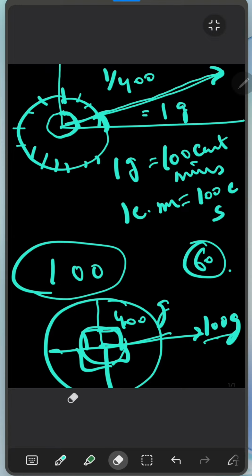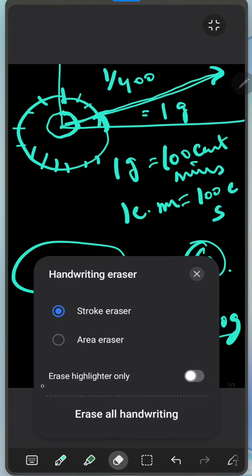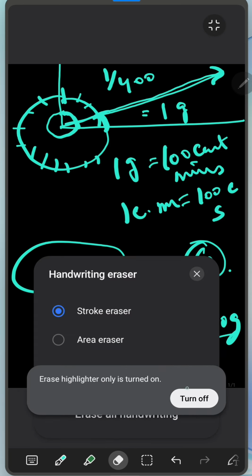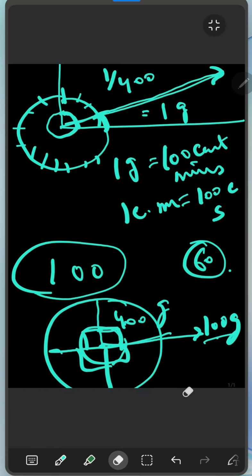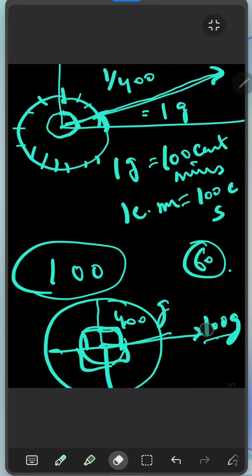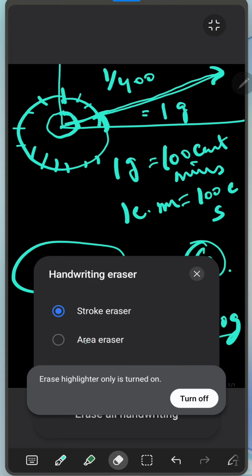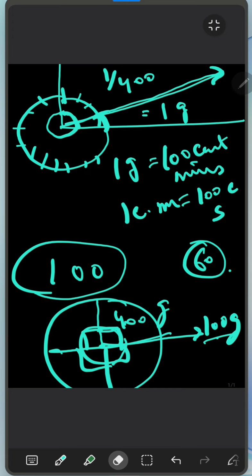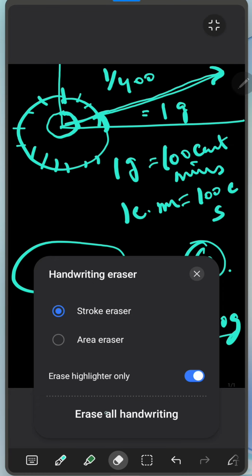Got it? Okay, I will make you understand again. This is not erasing. Understand again.